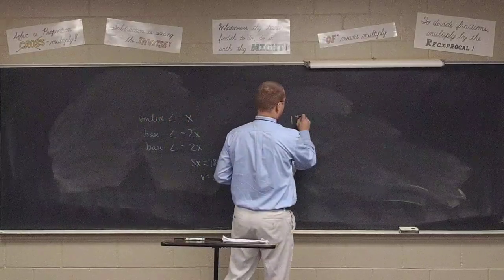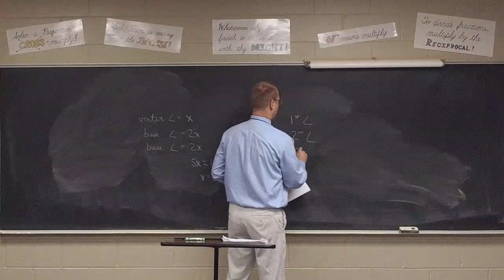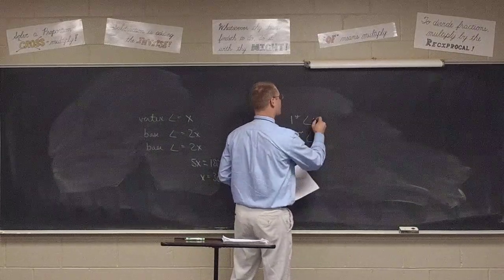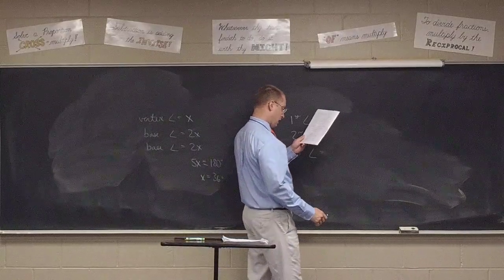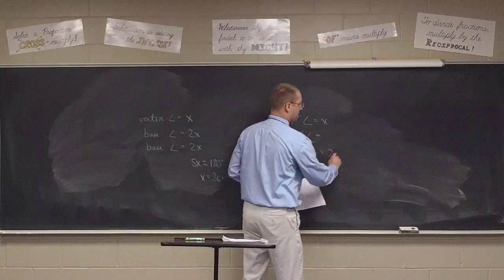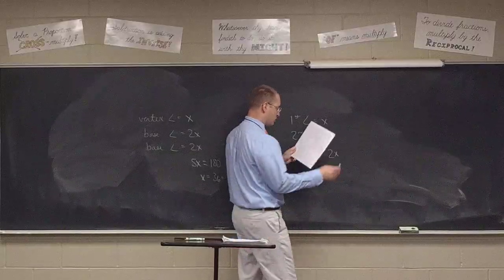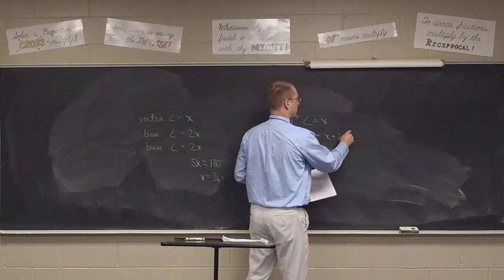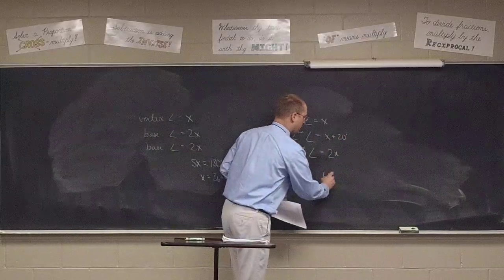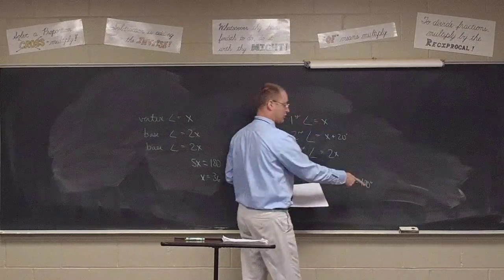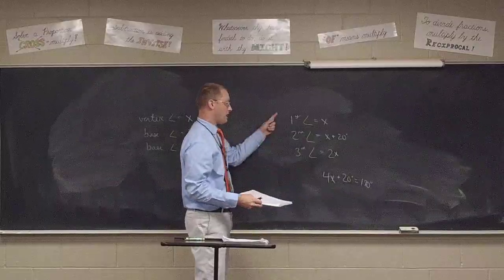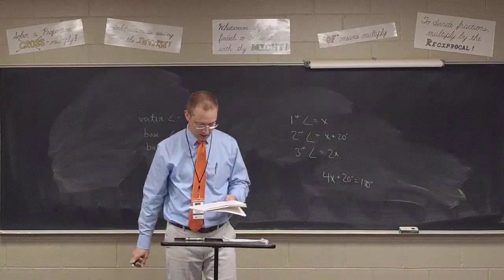Again, we've got first angle, second angle, third angle. They all come back to the first angle, let that be x. Second angle contains 20 more degrees, third angle contains twice as many degrees. Altogether, 4x plus 20, they must add up to 180. Subtract the 20 to get 160, divide by 4 to get x equals 40, so 40, 60, 80 degrees.